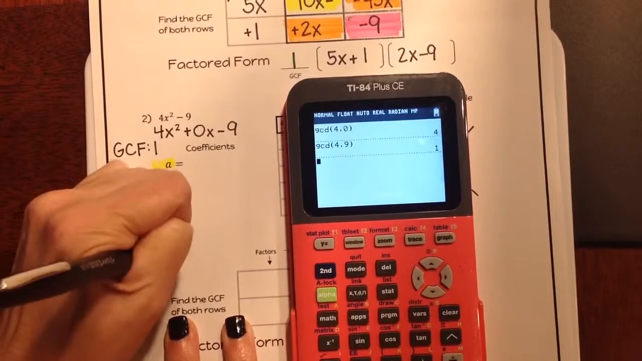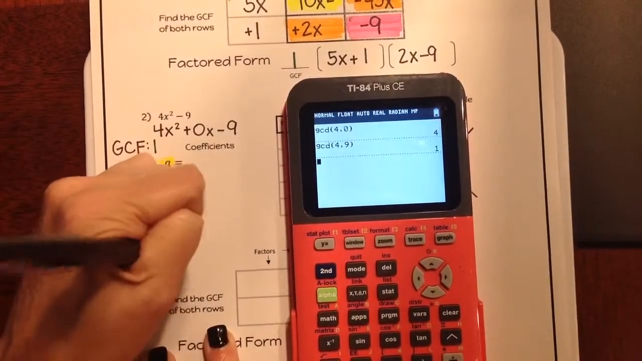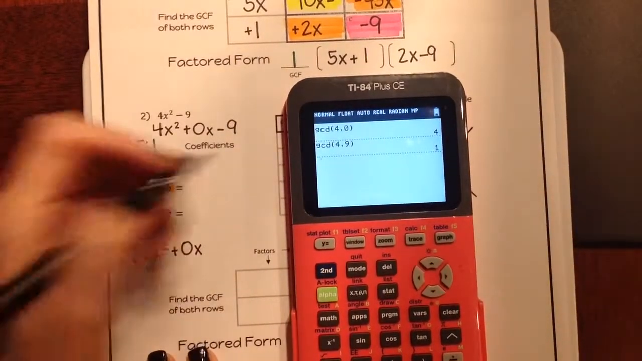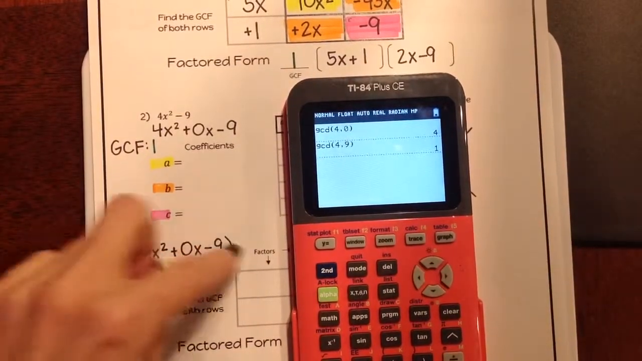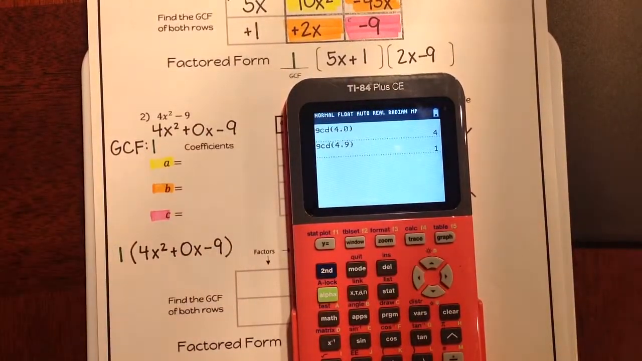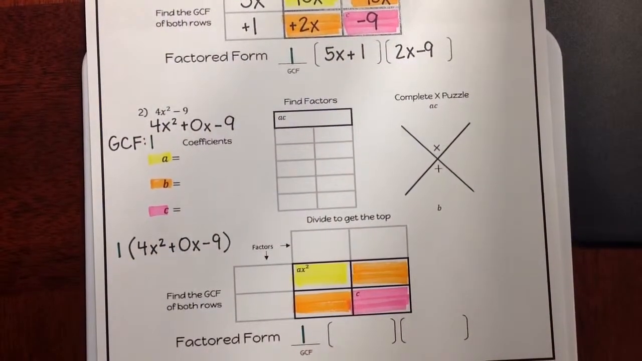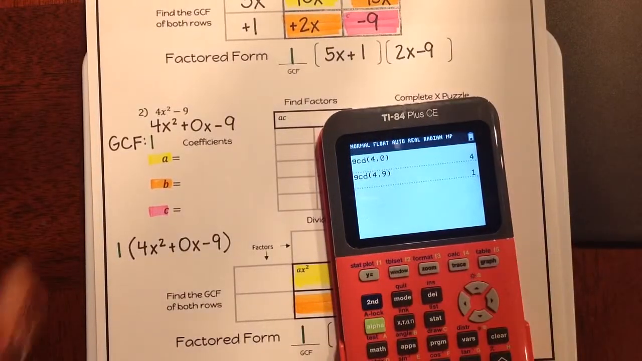That tells me if I factor out a 1, 4 divided by 1 is still going to be 4x squared. That coefficient's not going to change. 0 divided by 1 is still going to remain a 0. Negative 9 divided by 1 is still going to remain a negative 9. And so my trinomial did not change if my GCF is 1. I'm going to go ahead and put that 1 down here in the final answer just so that I know I did check for a GCF. It was 1. So now I'm going to fill in my coefficients.